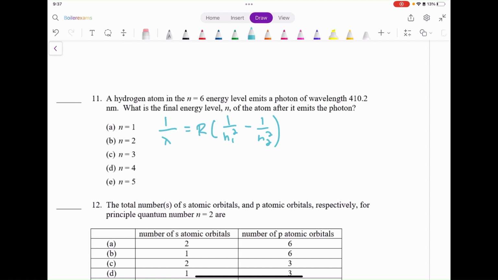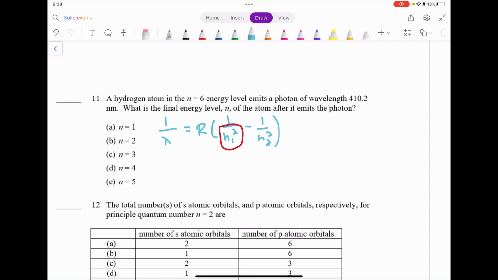And also, when I was saying earlier that we're mapping this to the energy, 1 over the wavelength corresponds to the energy. So that's what I was just mentioning earlier. Okay, so we are going to be solving here for n1.